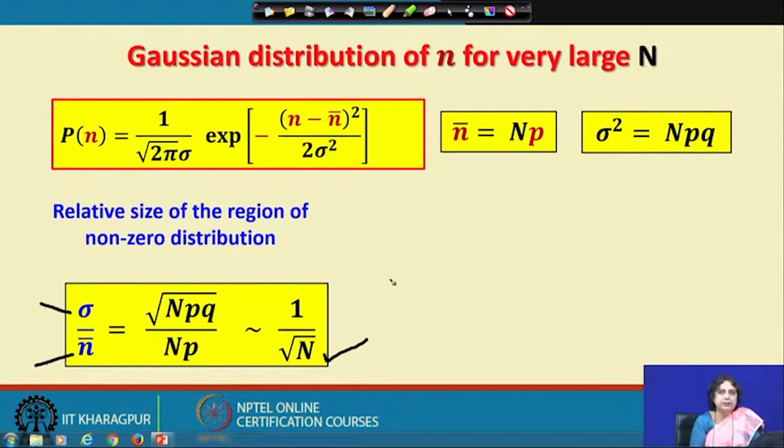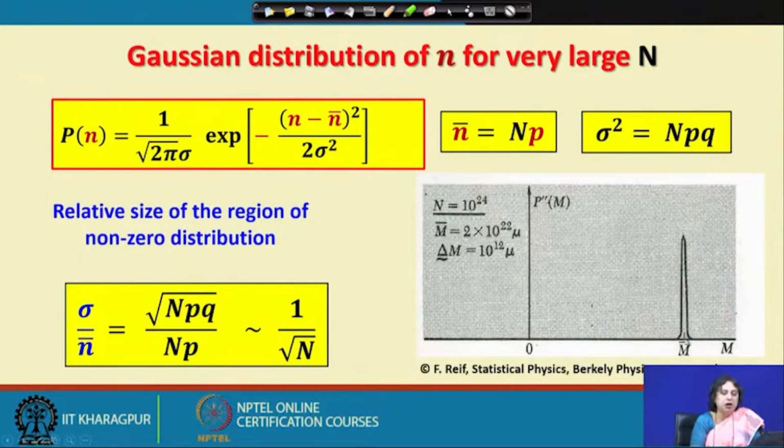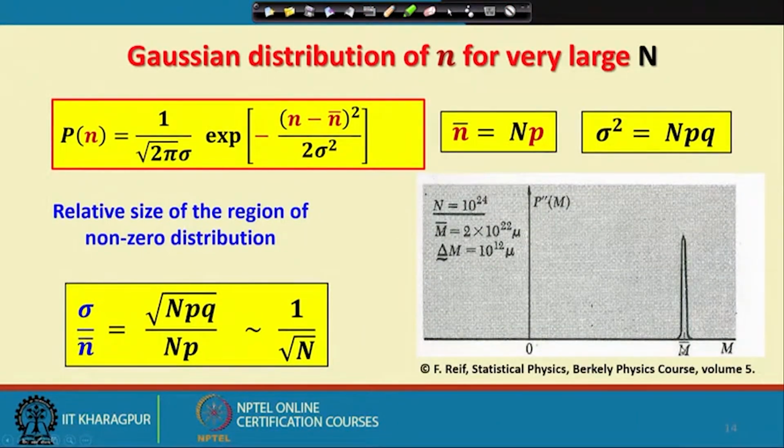Now, N is typically 10 to the power of 23 to 24, which means that the relative size is very, very small. And that explains why we have got this very sharp distribution where m bar, that is the average magnetic moment, has a distribution that peaks at m bar and sharply falls off as we move away from m bar.